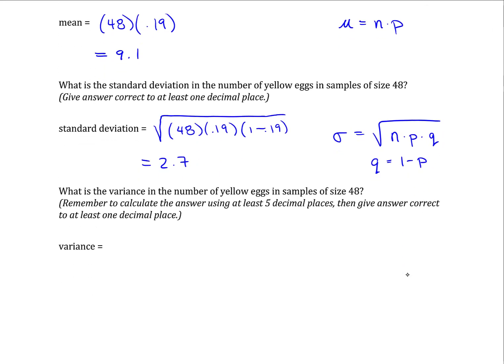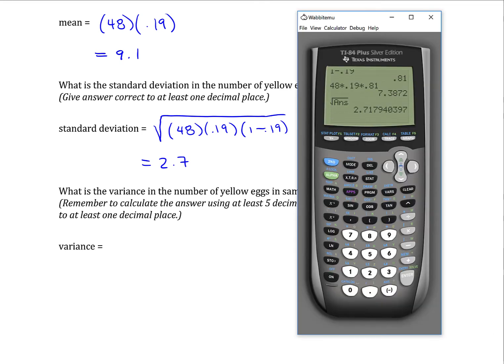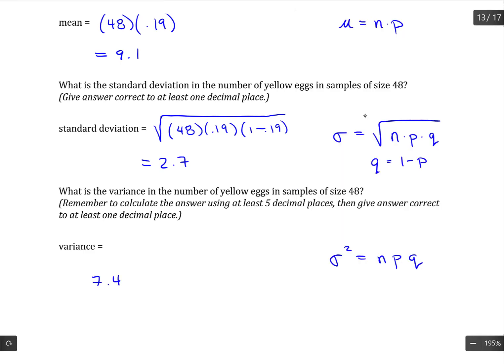What is the variance in the number of yellow eggs in samples of size 48? Well, the variance is the square of your standard deviation. So the formula here would just be n times p times q. But I've actually already done that in the calculator because I did that first and then I took the square root. So 2.7179 squared would be 7.4 when I round to one decimal. So 7.4, because all I've done here is 48 times 0.19 times 0.81.